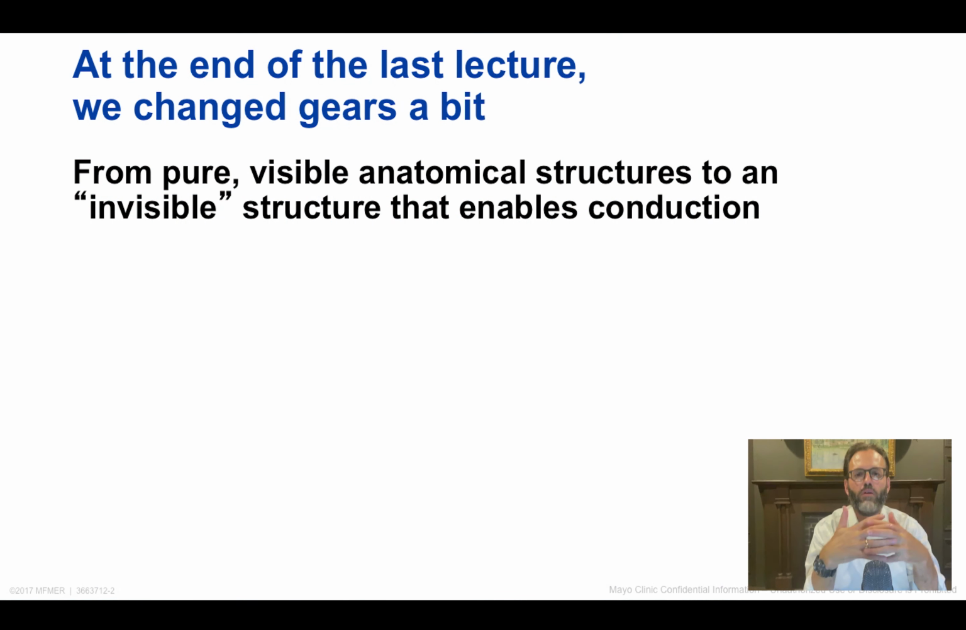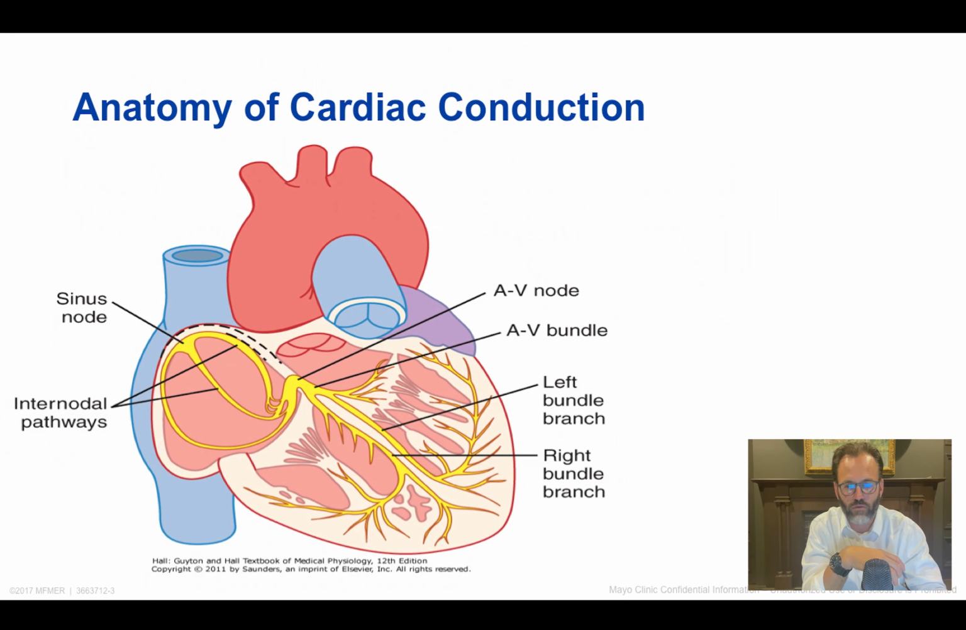So if you recall from the last set of lectures, we had changed gears a little bit at the end, where we had started off from visible anatomical structures, the gross structures of the heart, including ventricular tissue, valve structures, and coronary structures throughout the heart, to then moving on to things that are less visible or somewhat invisible, which would include those structures that enable cardiac conduction, the initiation and propagation of cardiac electrical signals.